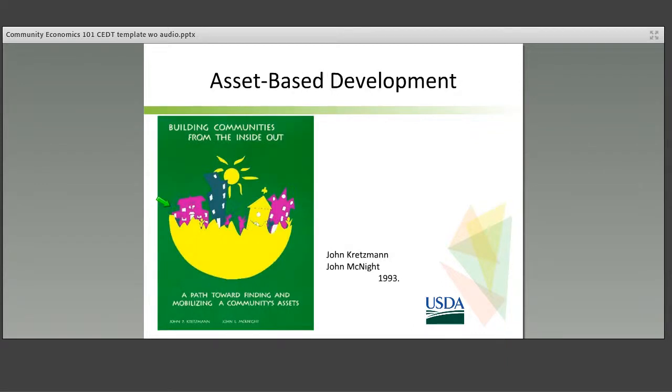So we talked a little bit about the leaky bucket model. There are some other models out there that could be looked at as well. They're very, very useful to consider as well. And one of those is asset-based development. And this was popularized by Kretzmann and McKnight in the early 90s.